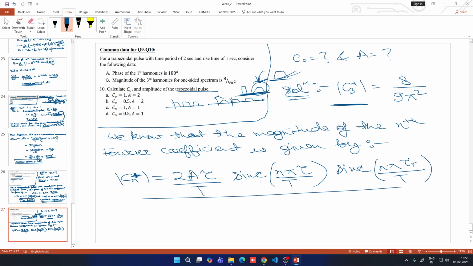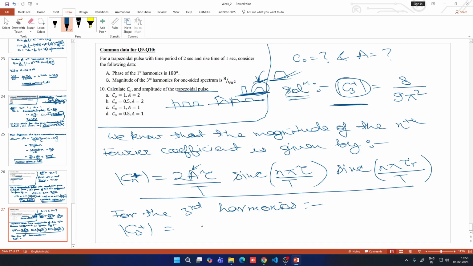So this is the formula, and we already know what C3 plus is. So now the two unknowns are... A. We don't know what A is. So for the third harmonic, we can simply rewrite this formula and substitute the values.